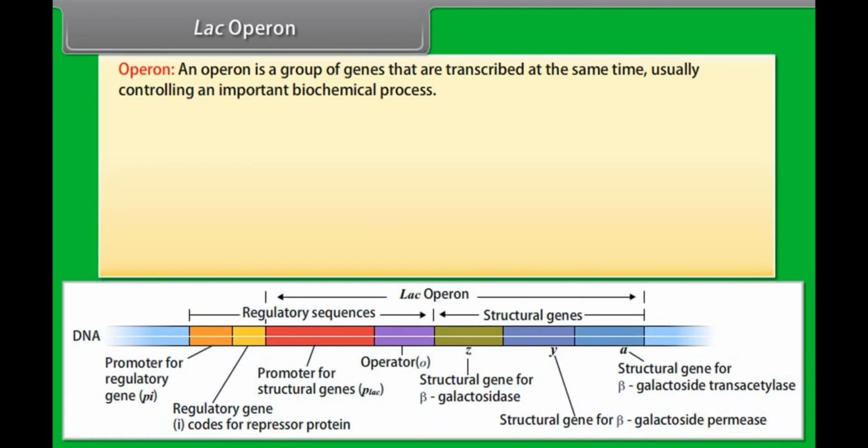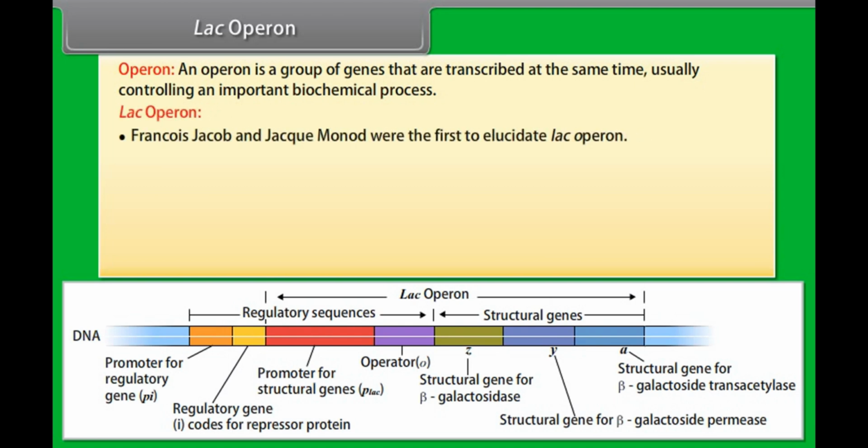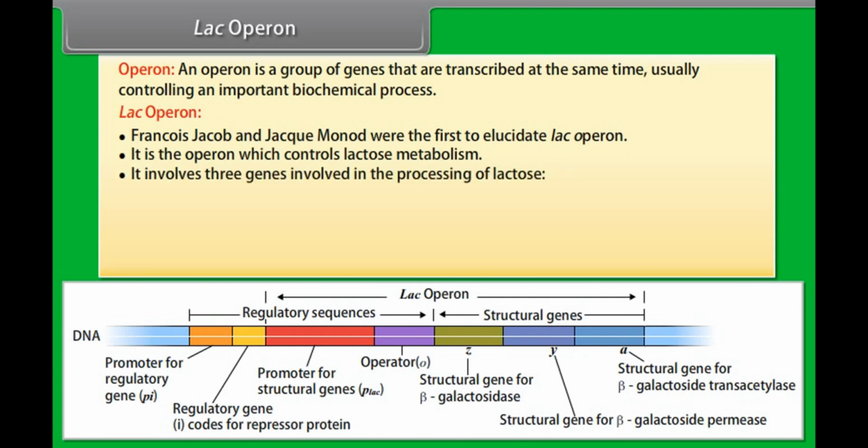Lac operon. An operon is a group of genes that are transcribed at the same time, usually controlling an important biochemical process. Francois Jacob and Jacques Monod were the first to elucidate the lac operon. It is the operon which controls lactose metabolism. It involves 3 genes involved in the processing of lactose.